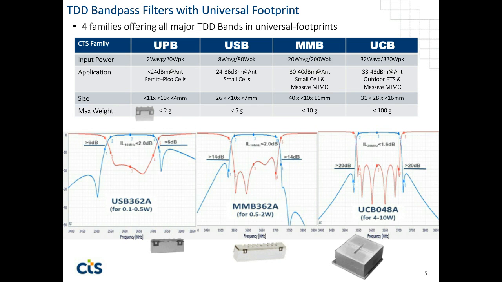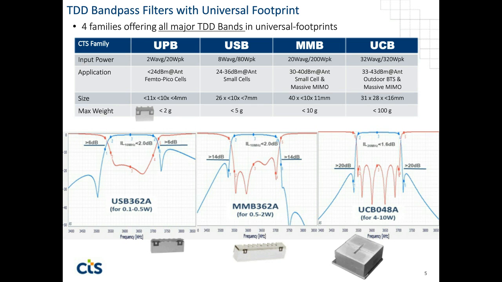So it's what we call the cavity killer. It can compete with the performance of an air cavity, but in a size that's orders of magnitude smaller than an air cavity. So this summarizes four TDD bandpass filter families, all with universal footprints.